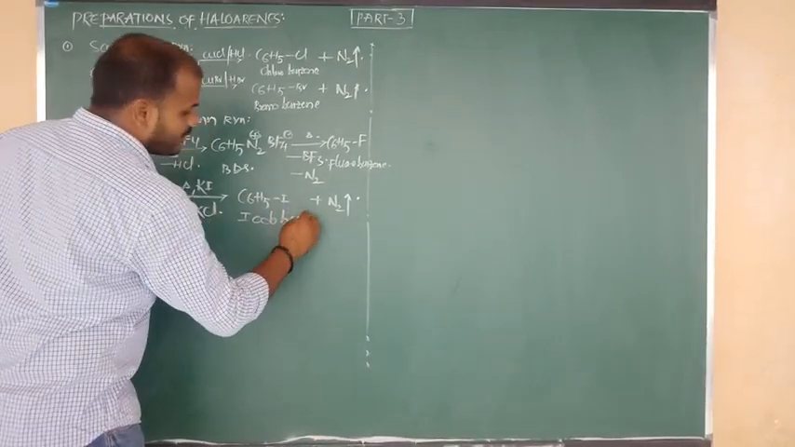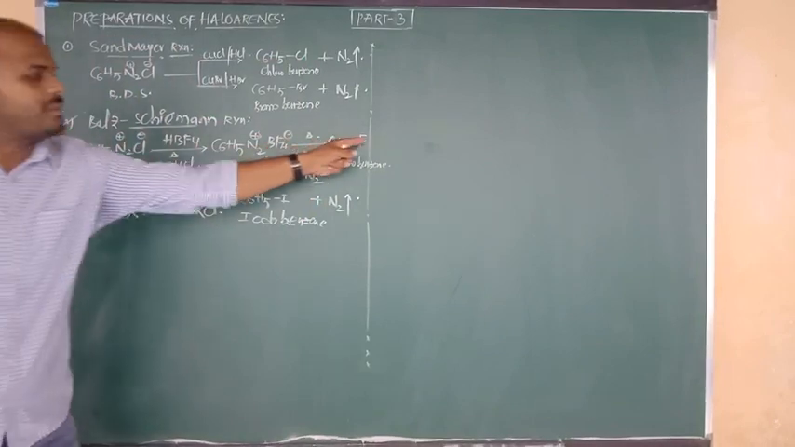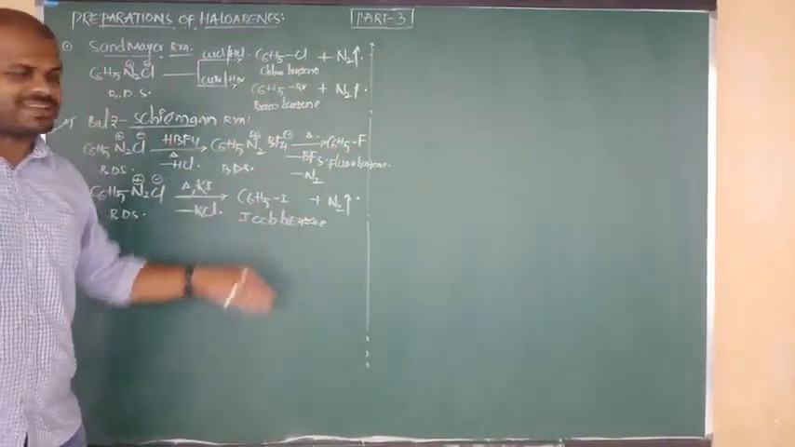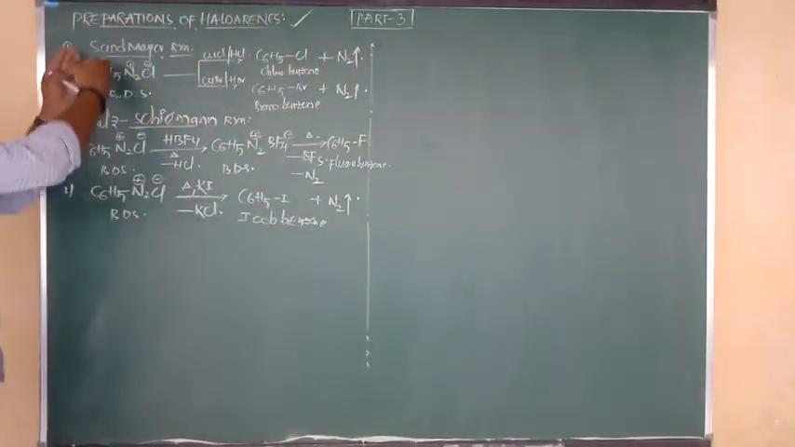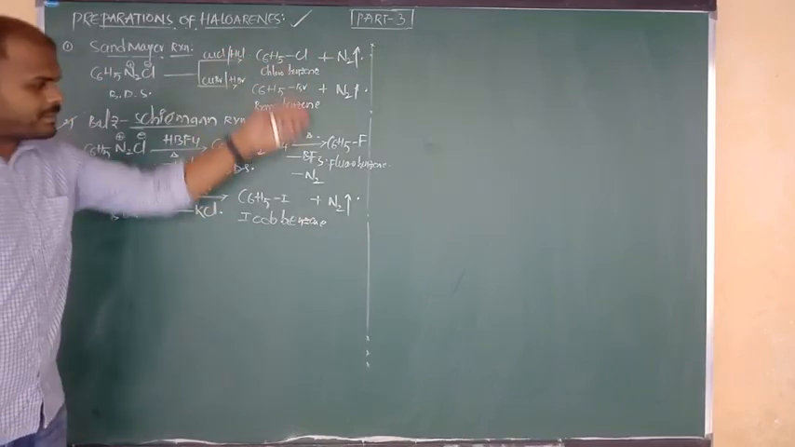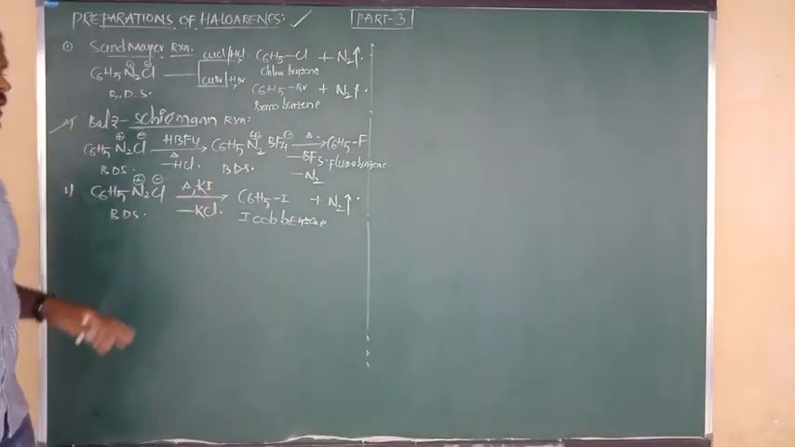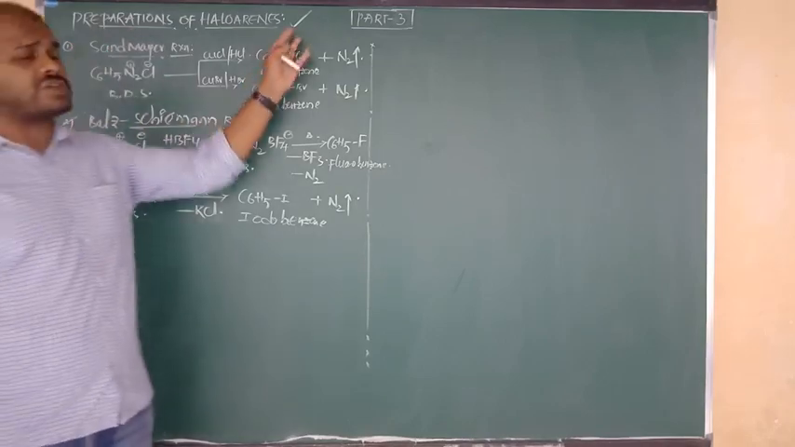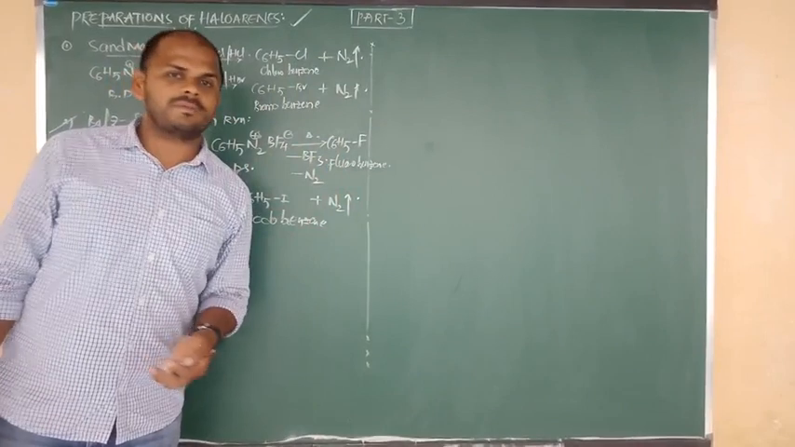In that way, we can prepare what, beta? All types of haloarenes: fluorobenzene, chlorobenzene, bromobenzene, iodobenzene. All four types of haloarenes we can prepare from BDS, from benzene diazonium salt. But here the preparations take place by different methods. Upon heating with KI, iodobenzene. In Balz-Schiemann reaction, fluorobenzene. And in Sandmeyer reaction, chloro and bromobenzenes. In that way, we are getting four different types of products.